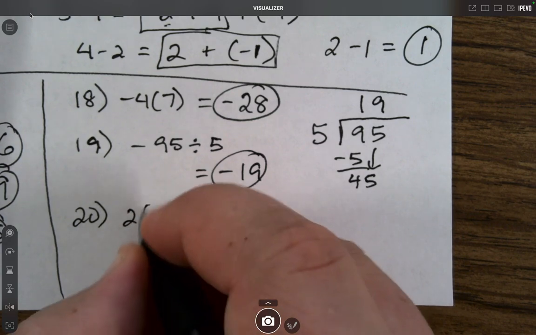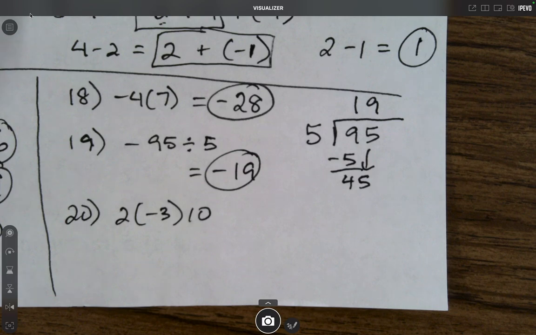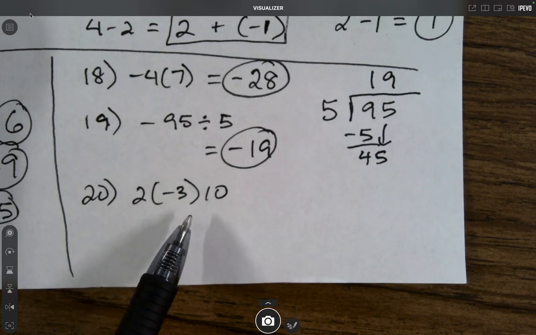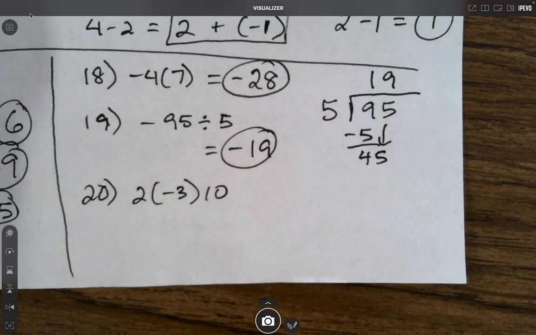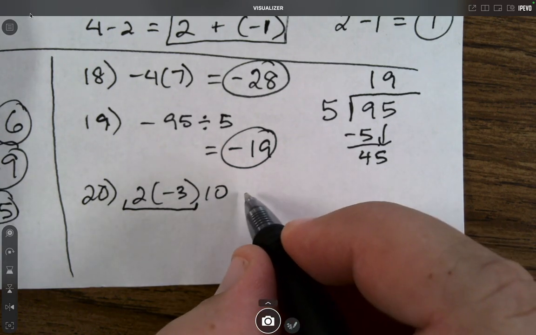Okay, 20. We have 2 times -3 times 10. So just like we did when we were adding and subtracting up here in 13, we have more than two numbers, this time we're multiplying. We still follow the same rule of just focusing on the first two numbers first. So 2 times 3 is 6.